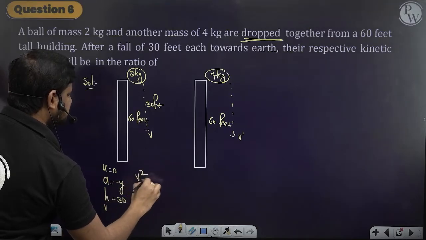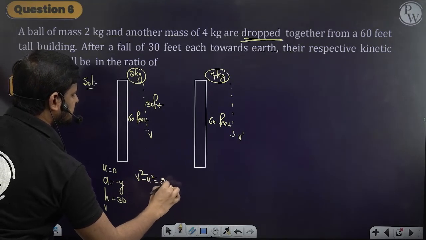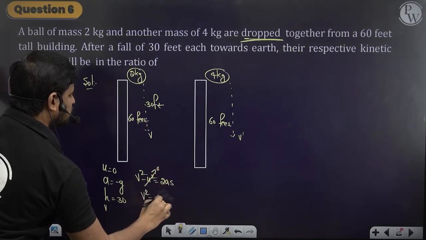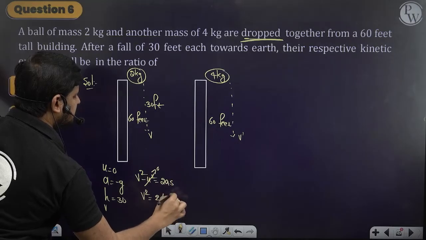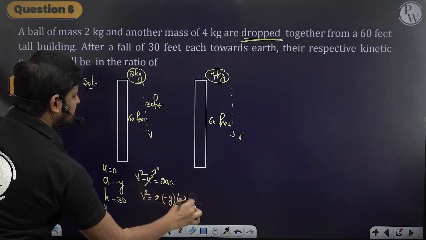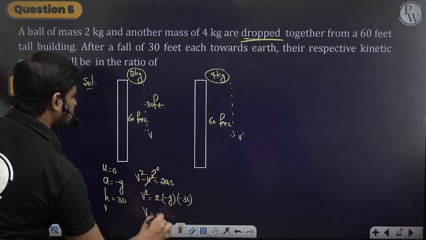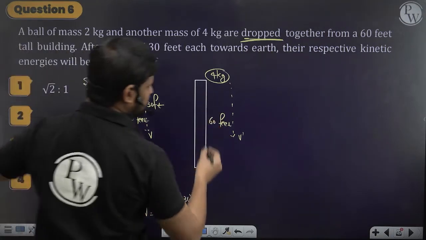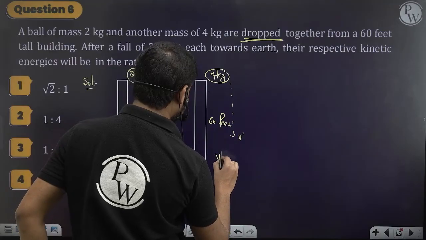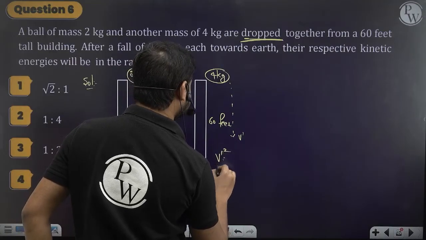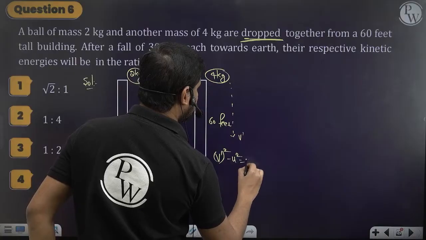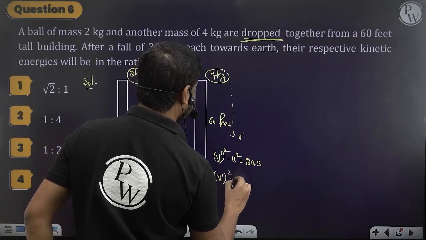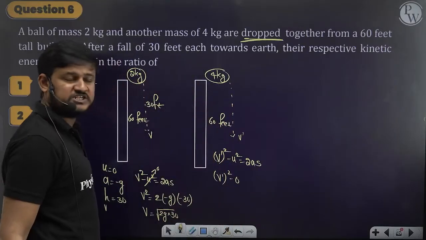So I can say v square minus u square is equal to 2as. From here, u square is 0, and the final velocity is 2 into a, which is minus g, and s is minus 30. Which is nothing but v equals root over 2g into 30. Same thing here: v dash square minus u square is equal to 2as. Here v dash square minus 0. This is also dropped, so initial velocity is 0.